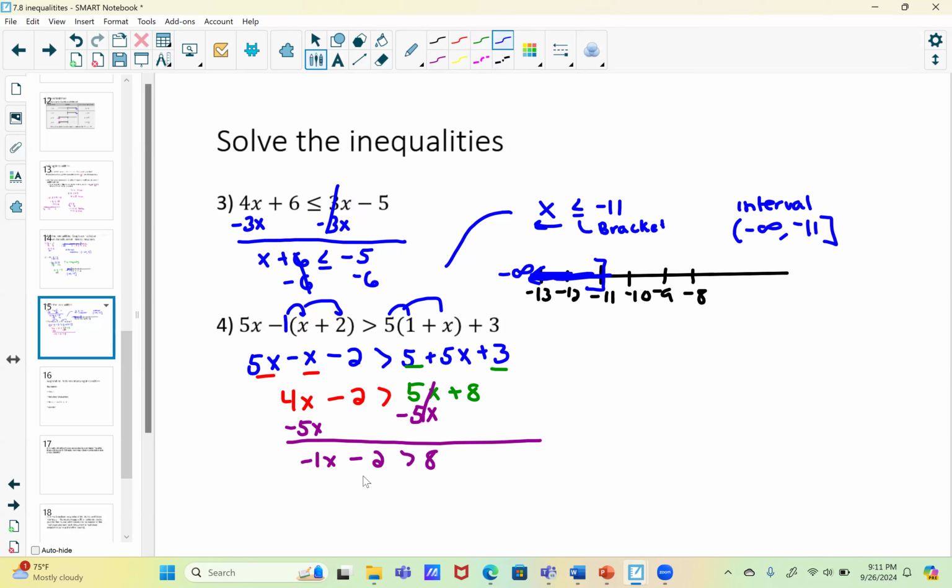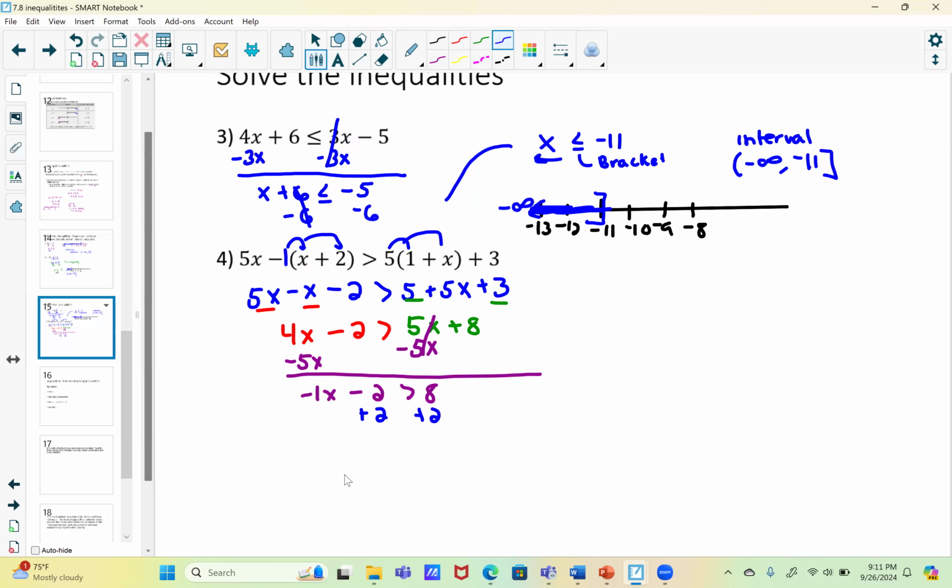And then I need to move the 2 over. I'm going to add 2 to both sides. I get negative 1x is greater than 10. And then the last step is I need to get rid of this negative 1. So I'm going to divide both sides by negative 1. When I divide by a negative, I have to flip the inequality. So I have x is less than, I flip the sign. If it's greater than, I make it less than negative 10.